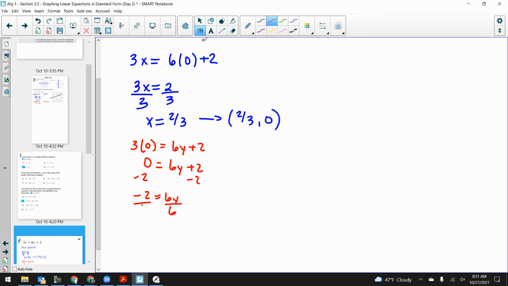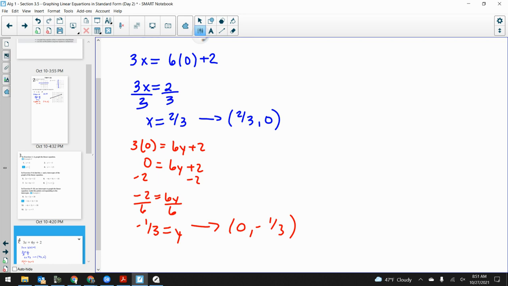Then I divide by 6. Negative 1/3 is equal to y. And again, 2 over 6, I just simplified that, 2 over 6 to 1 over 3. Okay, well, that's 0 comma negative 1/3.